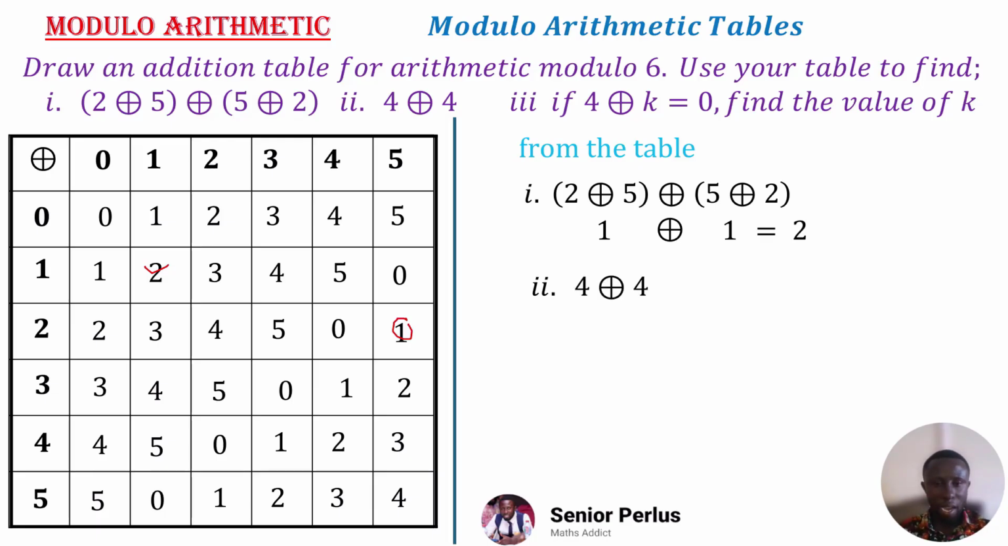For the next part, from the table, 4 plus 4. So it's here. That's 2.